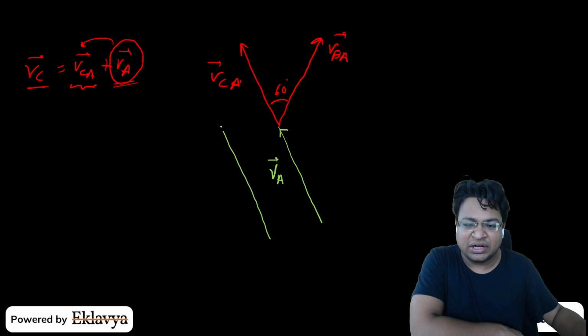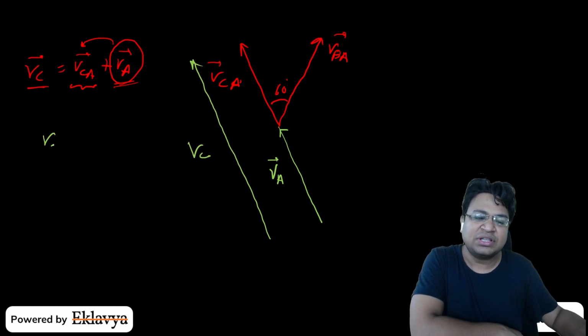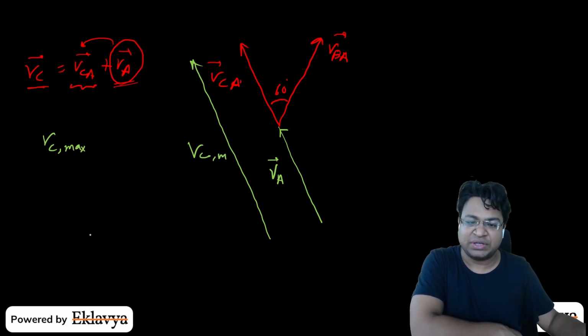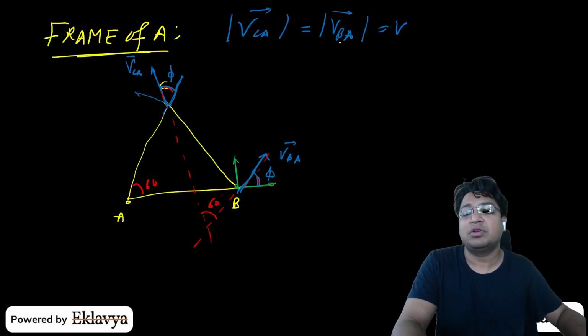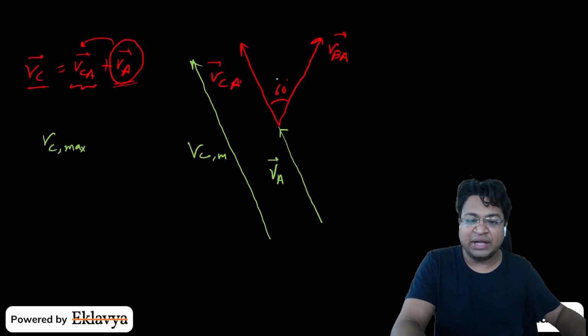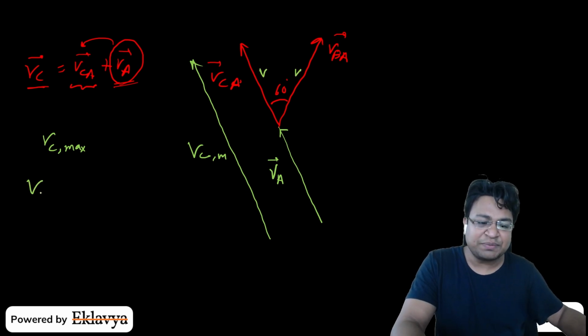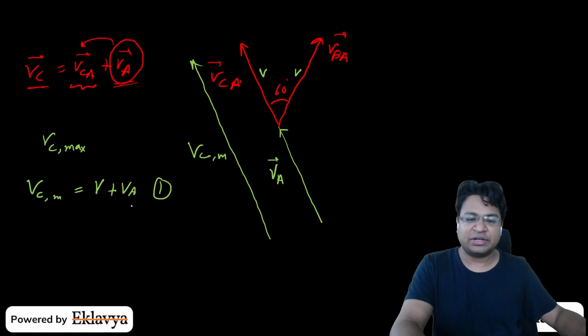So this entire length indicates VC, and not only this, this is the maximum value of VC that we can get. This is the VC max. And how much is that? So if I am representing the magnitude of VCA and the magnitude of VBA with V, then this length is V, this length is V. So in this particular example, the magnitude of VC, which also happens to be the maximum value that VC can take, is V plus VA. So let me write it as equation A. All right, so that is the case.